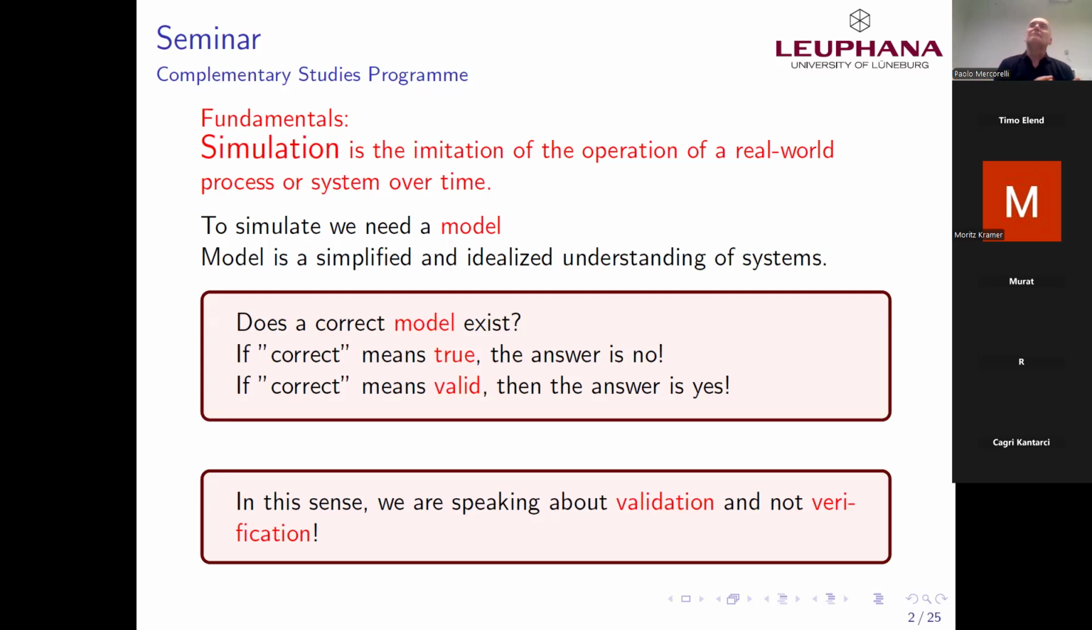Very interesting, the correctness. Does a correct model exist? If correct means true, the answer is no. If correct means valid, the answer is yes. Validity, validation: we will see more in depth that validation means something which is useful. We are not looking for the truth, we are looking for something which could be used, could be useful for us. It is easy to understand that it's not exactly something which is true.